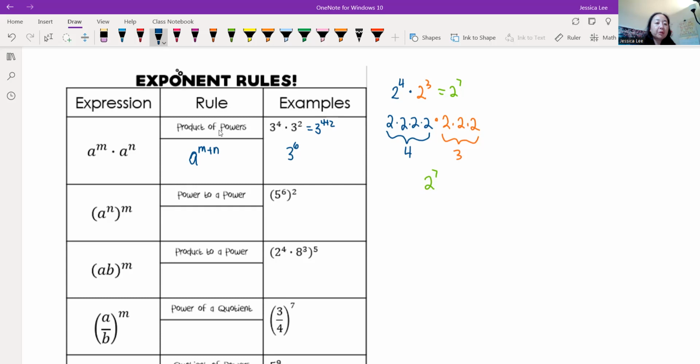I usually don't remember what these names are. I just know what it looks like, and then I just do accordingly. I think about it logically. And so I don't usually remember a lot of these rules. I just think about what they mean and then go from there.